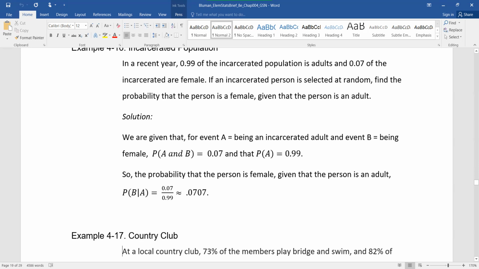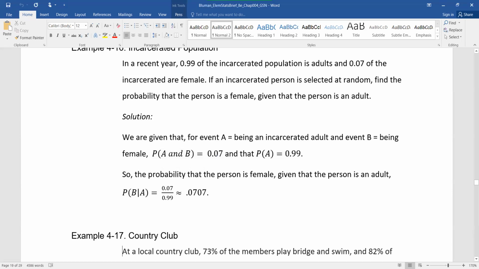All right. So in a recent year, 0.99 of the incarcerated population is adults, and 0.07 of the incarcerated are female. If an incarcerated person is selected at random, find the probability that the person is a female given that they're an adult. All right. So we are given this stuff right here. Event A is being an incarcerated adult, and A and B, being incarcerated and female, is 0.07. And the event A happening is 0.99.